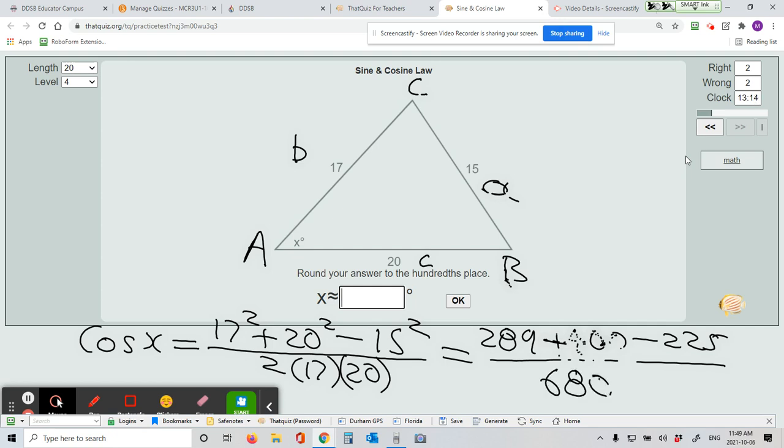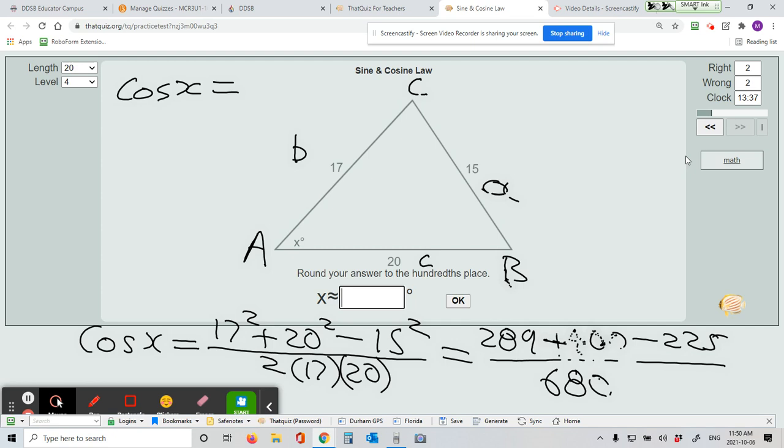Folks, I'm using my head. That might be wrong. Okay, is that good? Oh, wow, okay. I think I just impressed myself. Okay, good. All right. So I know you can't read all of this, but let me just read it back to you. 289 plus 400 minus 225, all over 680. So this is what my cosine of x is.